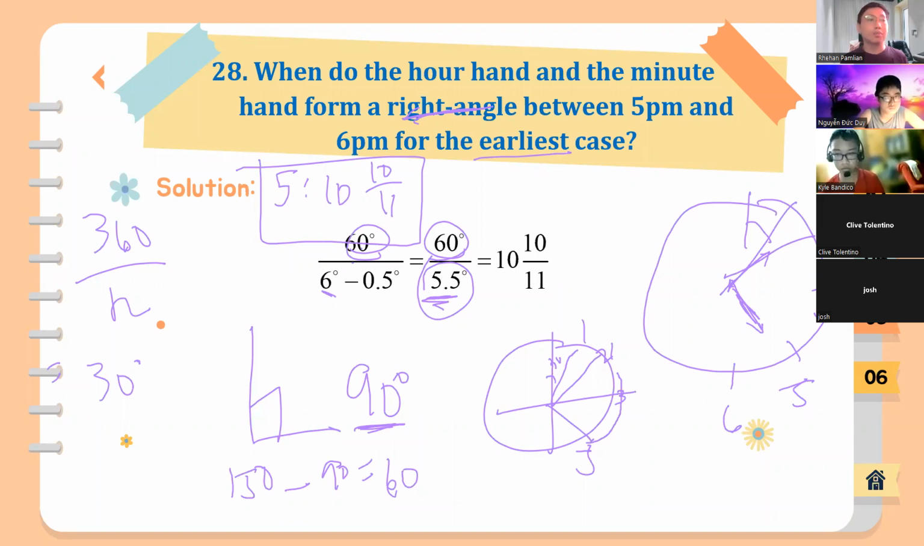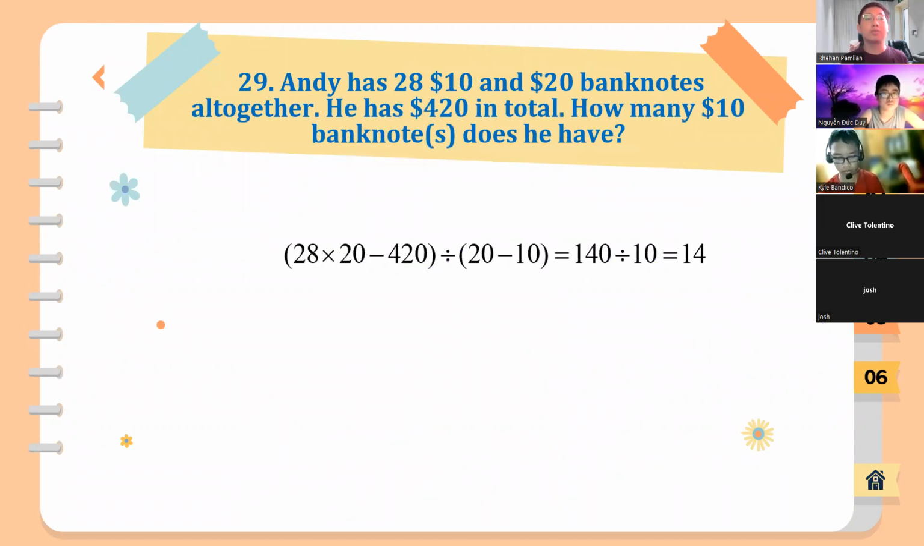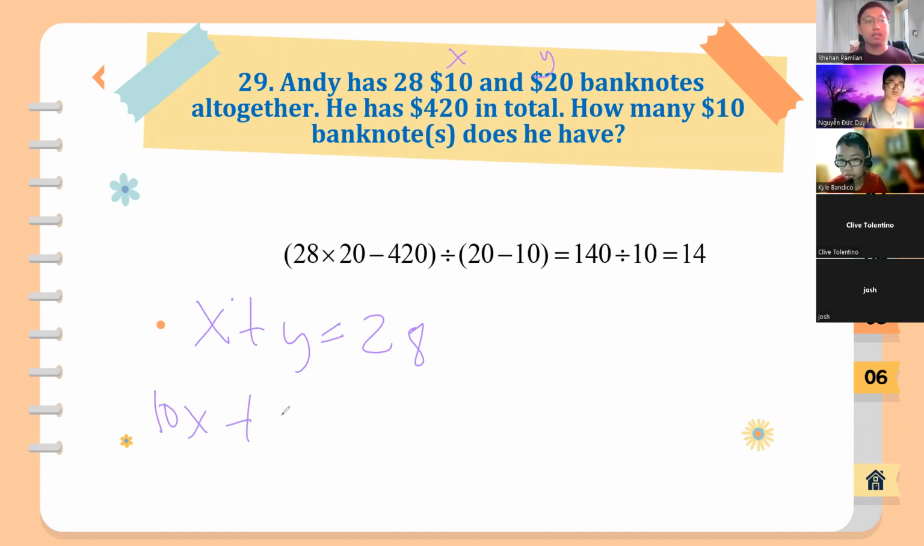Okay, perfect. No questions, I think. So we proceed with number 29. Andy has 28 banknotes of $10 and $20. All together, he has $420. In total, how many $10 banknotes does he have? To solve this in an algebra way, let's assume the $10 banknotes are X and the $20 banknotes are Y. So X plus Y in total would be 28 banknotes, correct? But $10 times X, which is the number of $10 banknotes, and then the $20 banknotes.